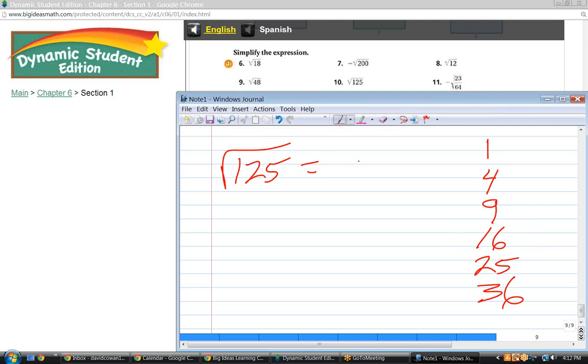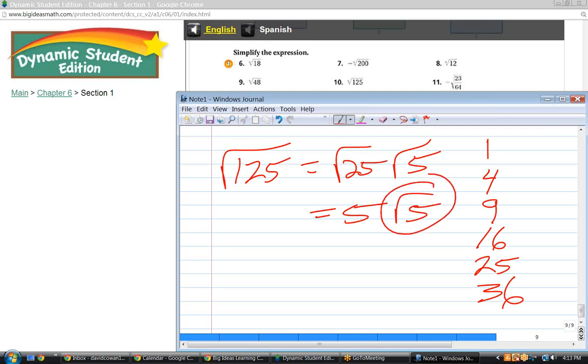How about this one? That's divisible by 25 5 times. So you get 5 root 5. And we don't have to worry about that because that's prime. Once you get prime, there's no way that it can be reduced any further.